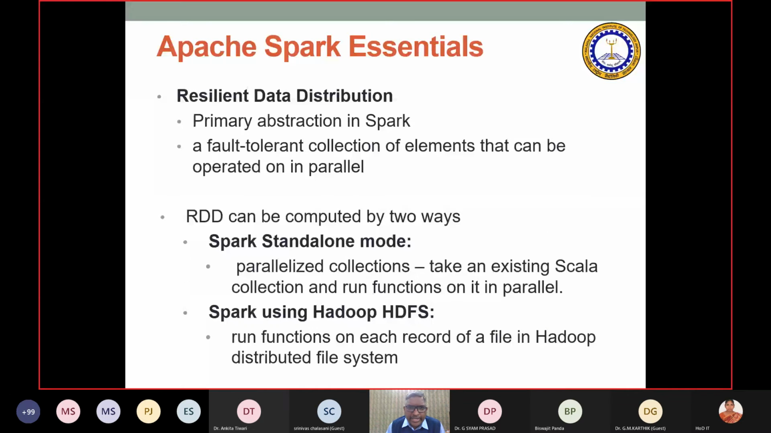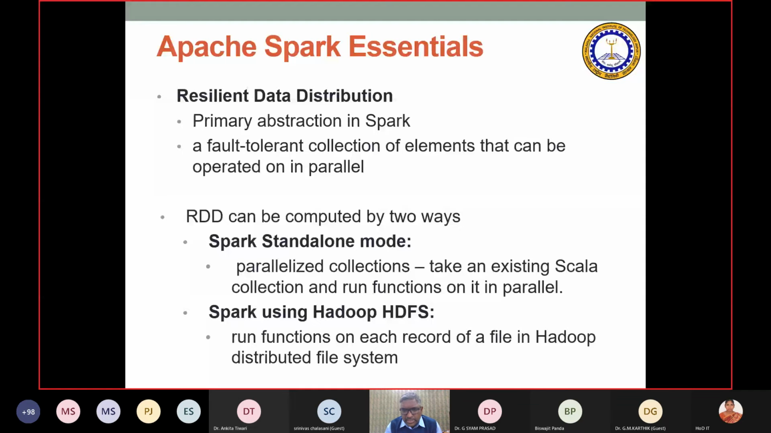Similarly, the resilient distributed dataset, the RDD, is the primary abstraction in Spark, and it's a fault-tolerant collection of elements that can be operated on in parallel. RDD can be computed in two ways. One is the Spark standalone mode, and the other is Spark using Hadoop HDFS. The standalone mode is where you don't need HDFS to run Spark programs. So if you have a smaller data set, let us say some 100 MB or 200 MB, without setting up Hadoop you can directly compute the RDD, and you can have Spark running directly on Windows or Linux, right? Otherwise, you usually set up Hadoop on Linux, and on top of that, you run Spark.